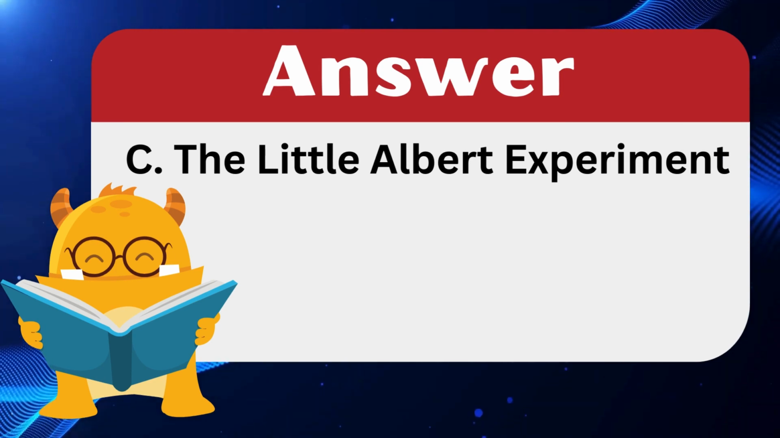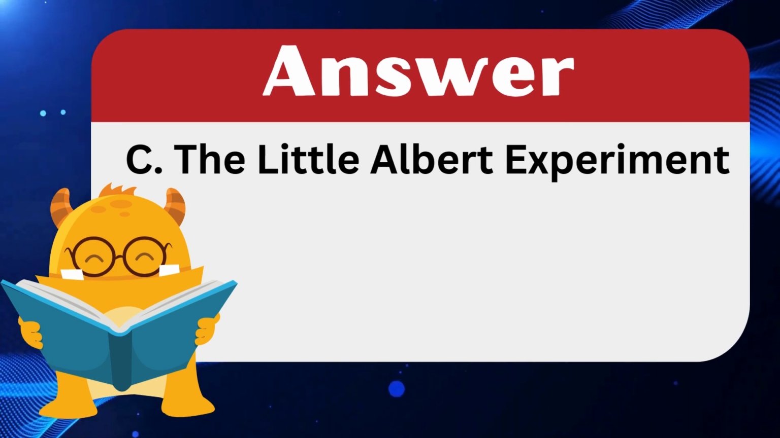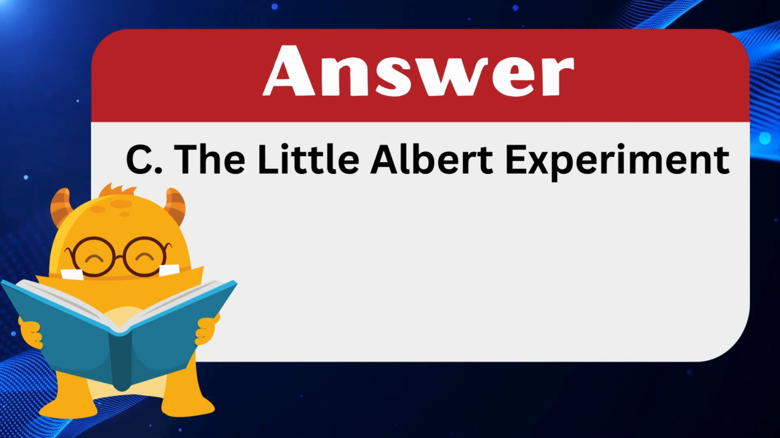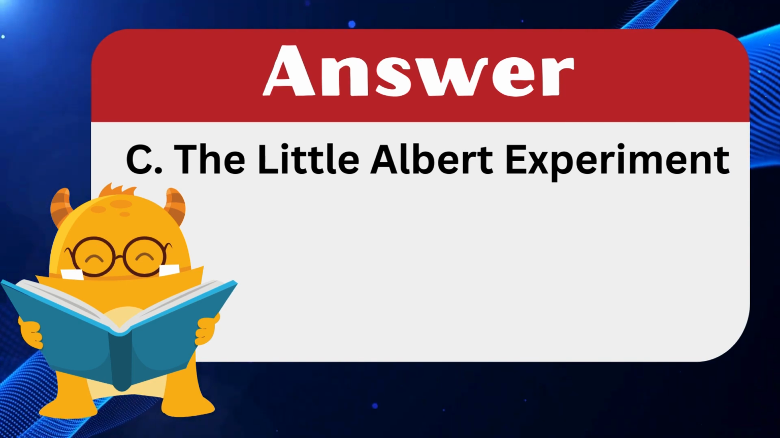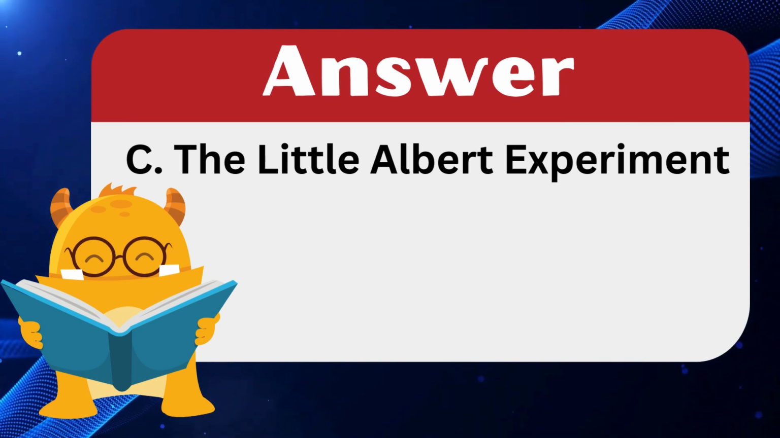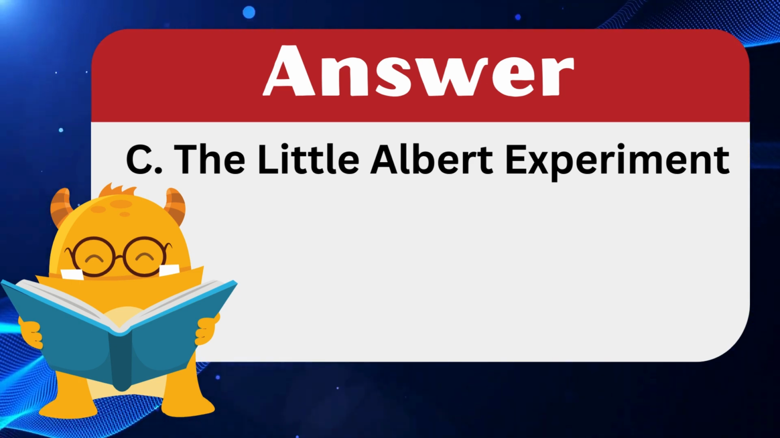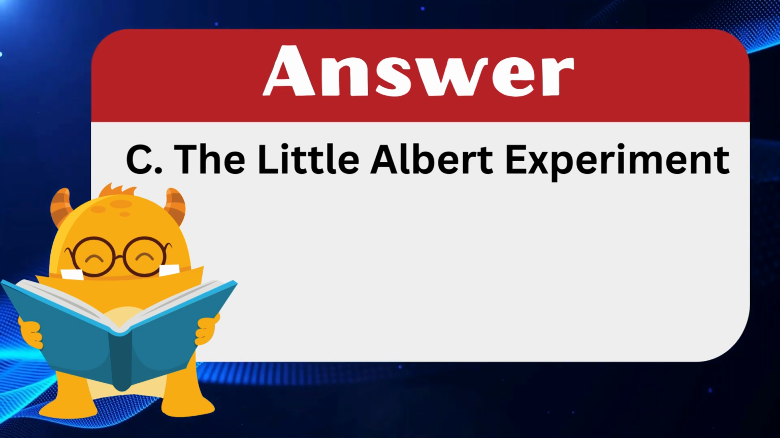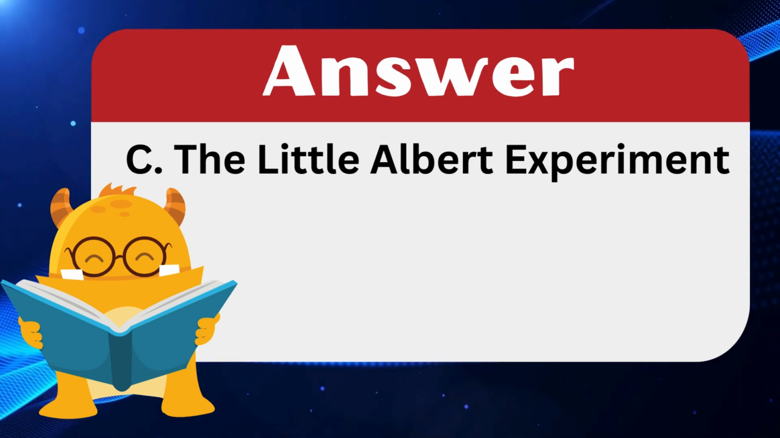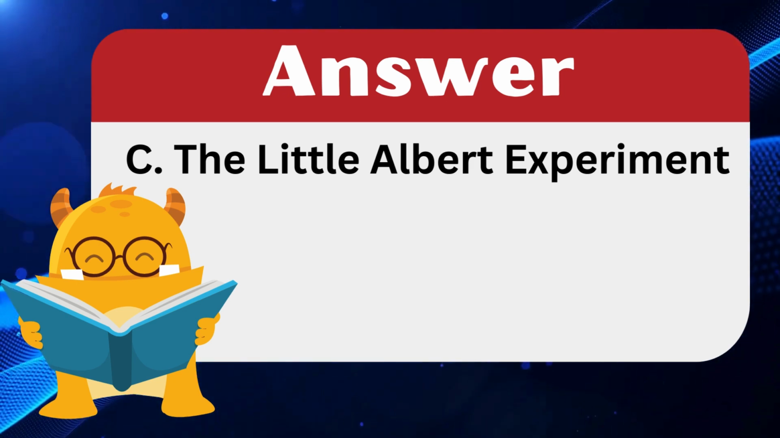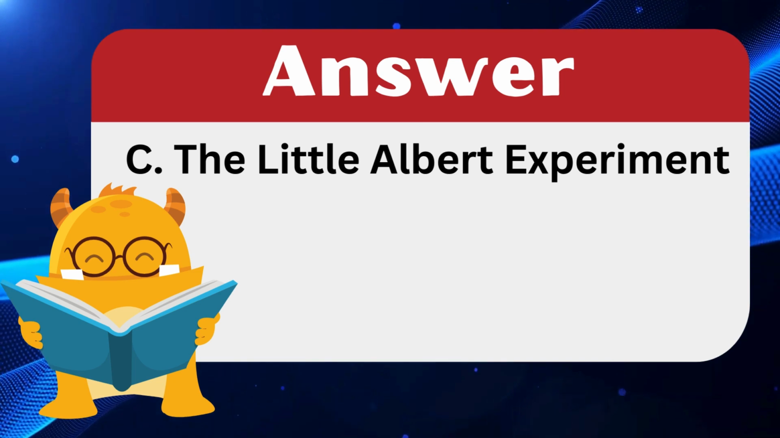C. The Little Albert experiment. The Little Albert experiment demonstrated ethical concerns by teaching a baby to fear white rats through classical conditioning. The experiment involved pairing the neutral stimulus, white rat, with a loud noise, causing the child to generalize this fear response to other similar stimuli.